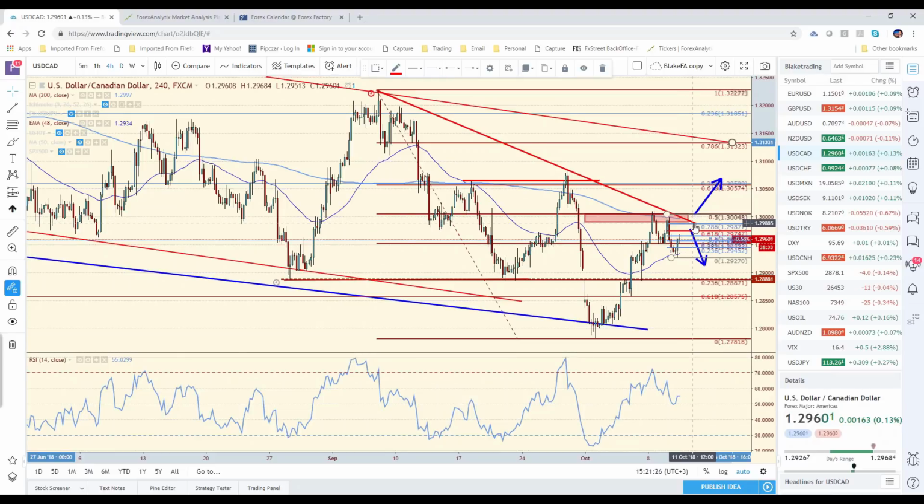But if we break above this trend line, I don't think you want to be short the dollar Canadian anymore. And that's really the biggest setup I see right now.